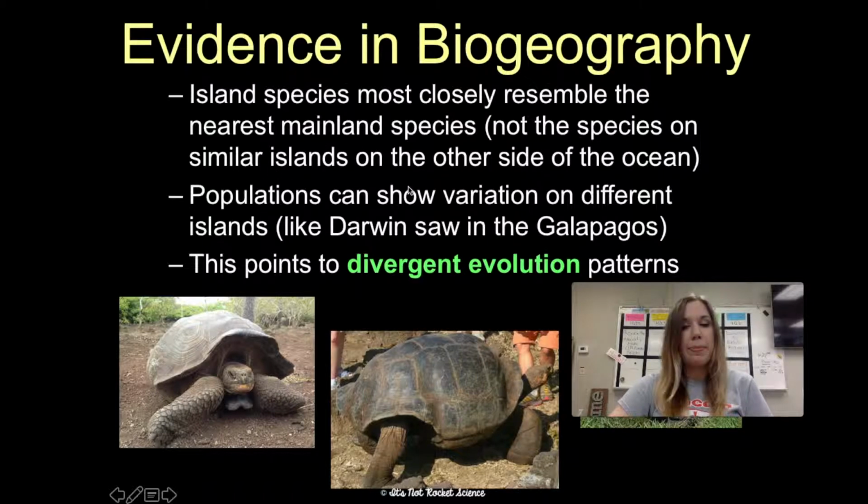And so populations can show variation on different islands, like Darwin saw in the Galapagos. Depending upon the different food types available and the predators found in that environment, natural selection acted upon each population in a different way.